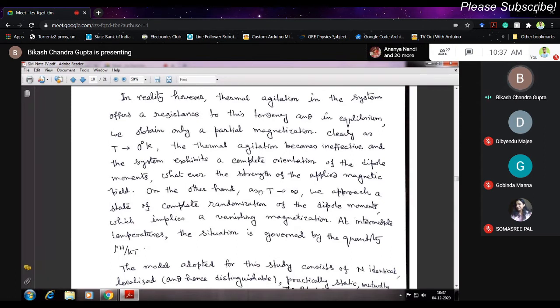So if temperature is very large, the thermal energy is so high that it will give the dipole the freedom to align in any of the possible directions, and therefore you will have complete randomization of the dipole moments, and hence of the magnetization. What is magnetization? Magnetic moment per unit volume. The magnetization will be vanishing. So net magnetization will be 0 because they will be oriented in random directions.